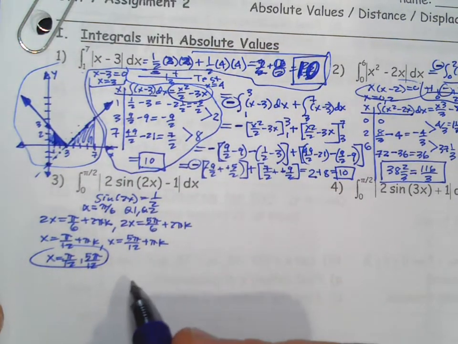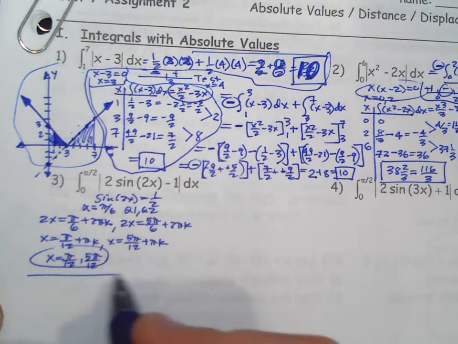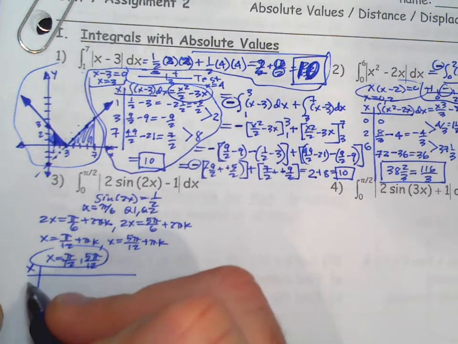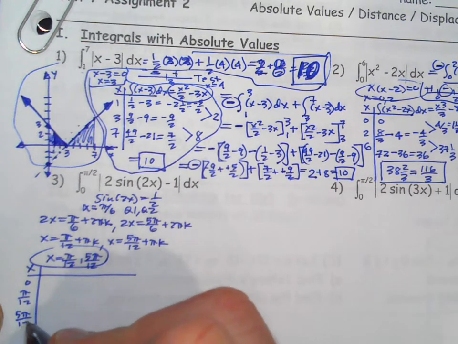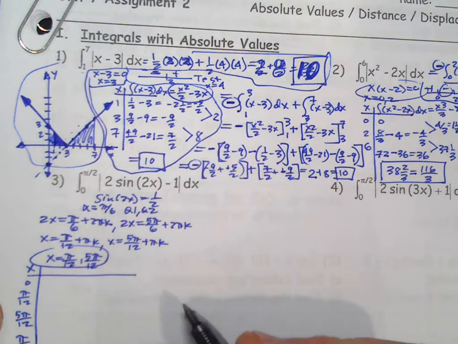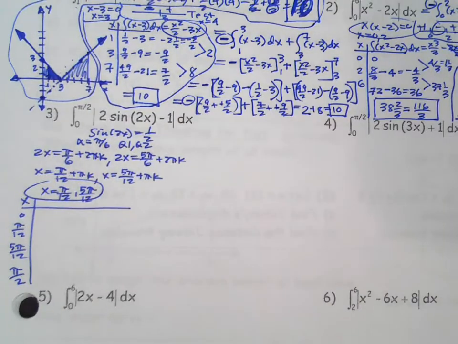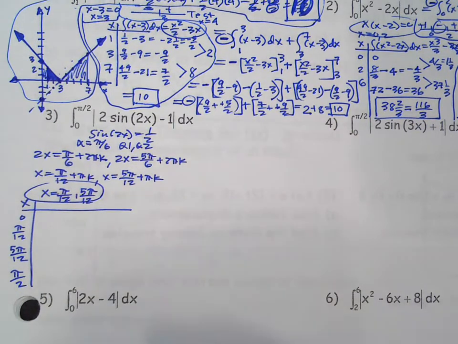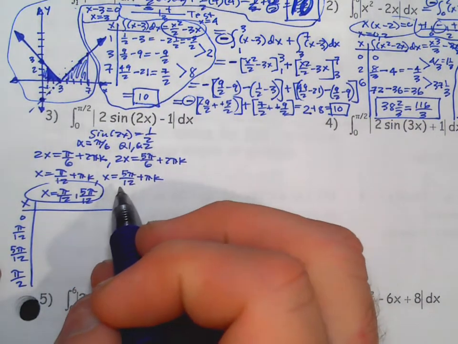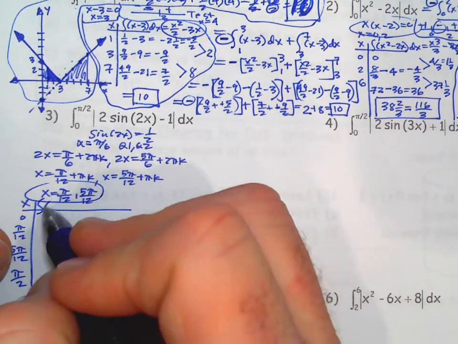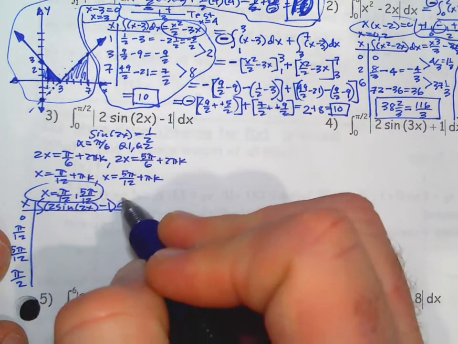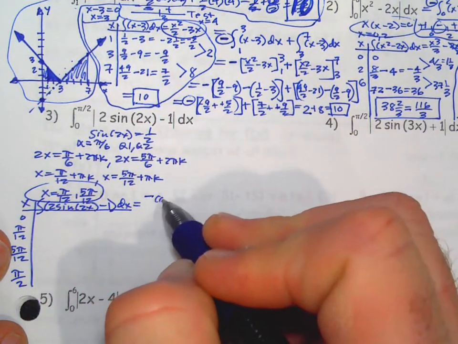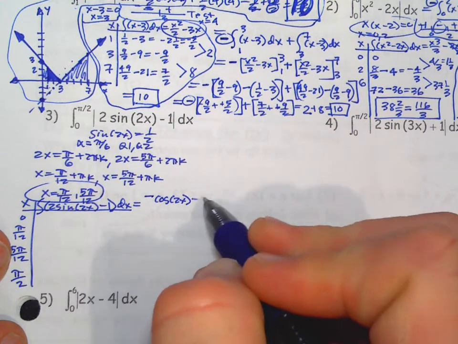If you do the table, we can do 0, pi over 12, 5 pi over 12, and pi over 2. And this is where a line check's probably going to help out, because when we plug these in, we're going to integrate 2 sine 2x minus 1 dx, and we're going to get negative cosine 2x minus x.